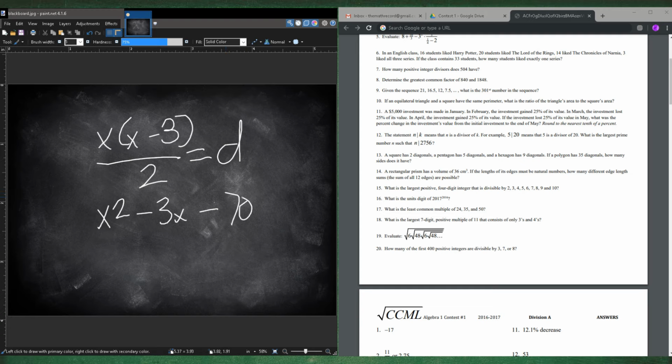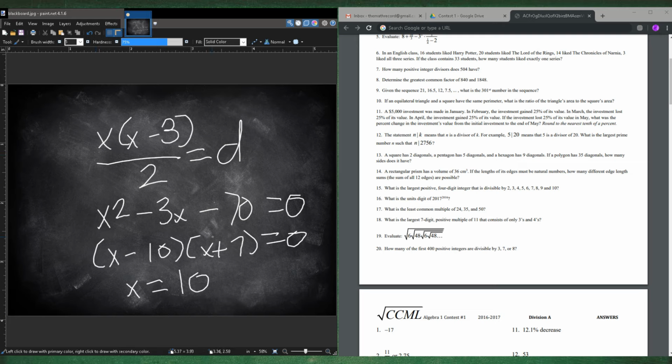So you have x squared minus 3x minus 70 equals 0. 70 can be made into 10 and 7. So (x minus 10)(x plus 7). That's x squared, plus 7x, minus 10x, so negative 3x, perfect, and negative 70. So x is equal to 10, because you can't have negative sides.